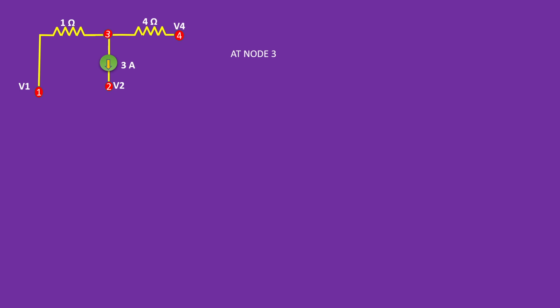At the third node, we have the conductance parameters G31 equal to minus 1/1, which is minus 1, G32 equal to 0, G33 equal to 1/1 plus 1/4, which is 1.25, and G34 equal to minus 1/4, which is minus 0.25. And I is the leaving current from the third node, so that is equal to minus 3 amps.